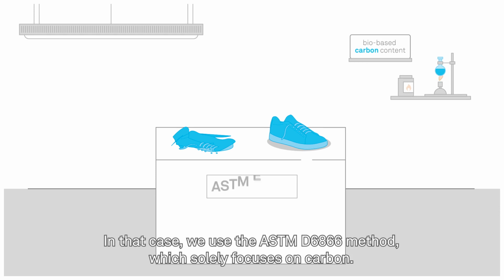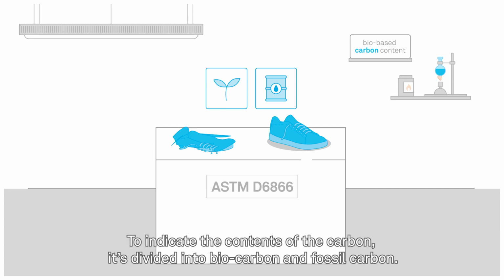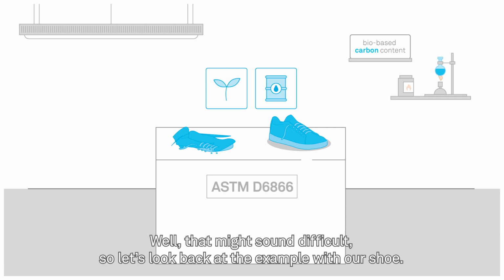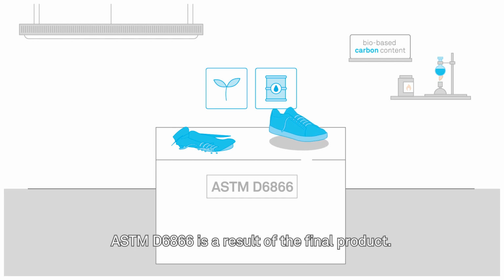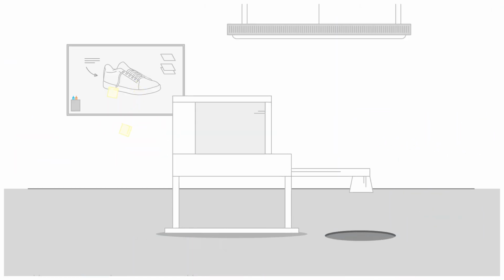In that case, we use the ASTM D6866 method, which solely focuses on carbon, more specifically, organic carbon. To indicate the contents of the carbon, it's divided into biocarbon and fossil carbon. Well, that might sound difficult, so let's look back at the example with our shoe. ASTM D6866 is a result of the final product. To measure the bio-based carbon content, we have to throw the shoe into the shredder.